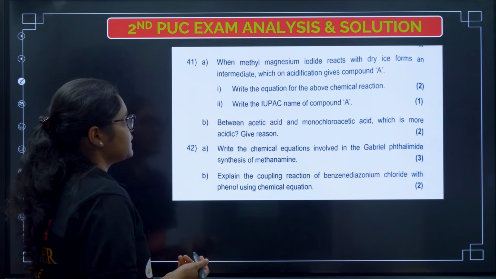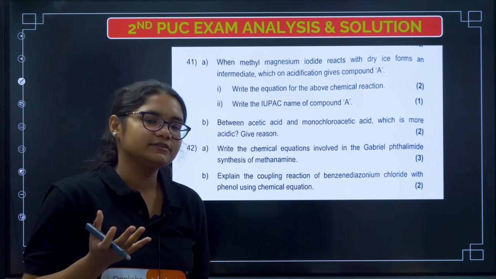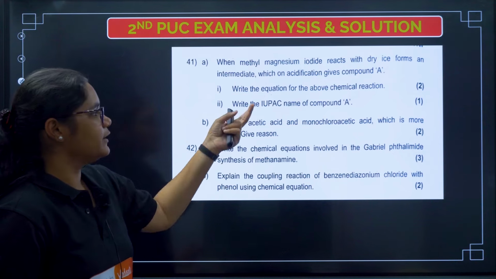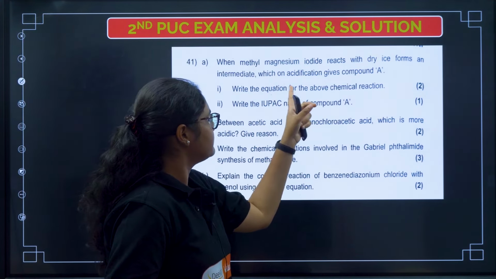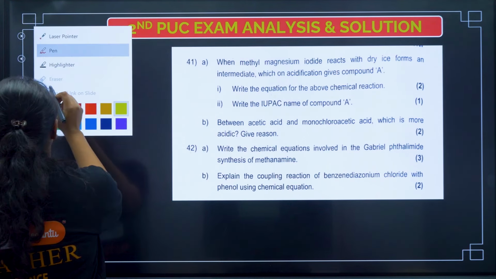When methyl magnesium iodide reacts with dry ice. So this might be a confusion for some of the students. What is dry ice? Dry ice is nothing but solid carbon dioxide, which forms an intermediate that on acidification gives compound A. So you have to write the equation for this chemical reaction, right?